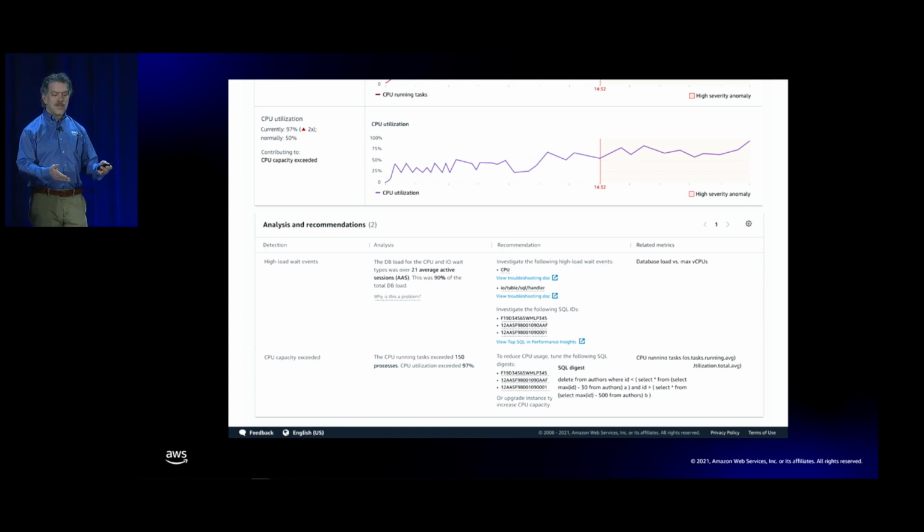DevOps Guru for RDS finds application impacting problems that you might not otherwise know about. It zeroes in on the principal contributing factors, and it points you to information that you need in order to understand those issues. And this gets pretty much to the heart of what we're trying to do with this new feature. Databases and performance are complex problems. They're not simple. But with machine learning and with this new system, we can build a tool that will guide you to the solution.